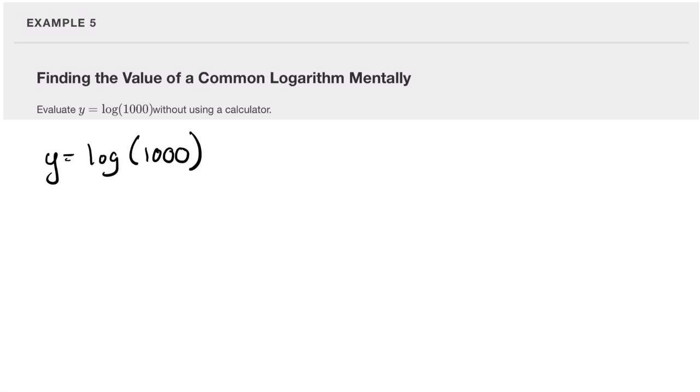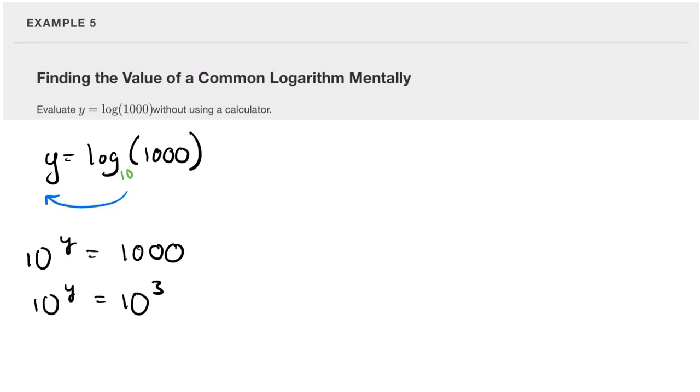Okay. So again, when there's no base written, there's an implied 10 here. And then from there, we can rewrite it as an exponential. So then we're going to have 10 to the power of y equals 1,000. Okay. So 10 to the power of y equals what? 10 to the power of 3. I don't know why all of these are 3. So then y equals 3.